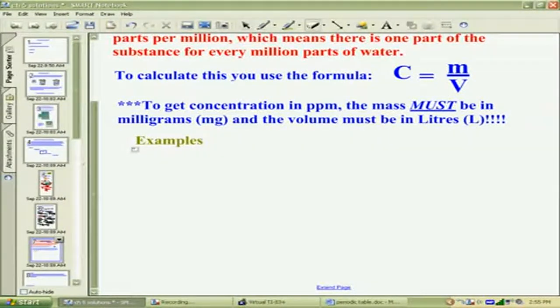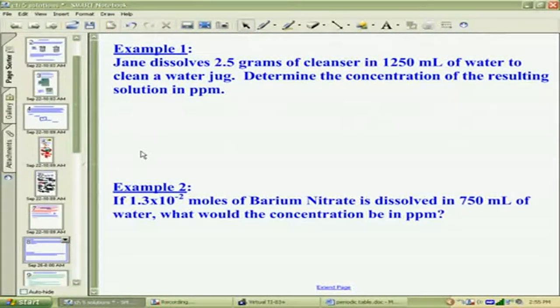Anyhow, the formula we need to use is concentration is mass over volume. So we will go through an example or two. Example 1: Jane dissolves 2.5 grams of cleanser into 1,250 mils of water to clean a water jug. We want to know the concentration of the resulting solution in parts per million.